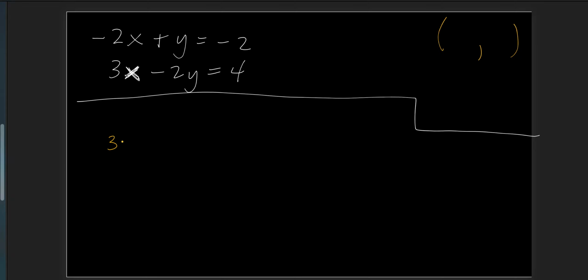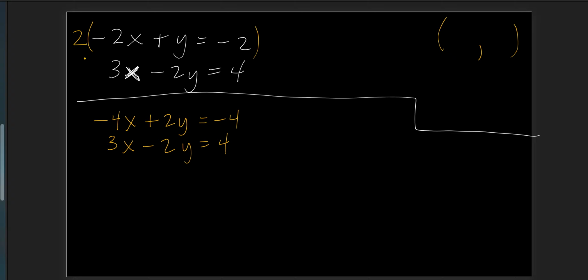So I'm going to write down 3x minus 2y equals 4. What I'm going to do is multiply this top equation by 2, and that means I'm going to multiply each term by 2. I'll show you why in a second. So 2 times negative 2x is negative 4x. 2 times y is 2y. Equal sign, 2 times negative 2 is negative 4.